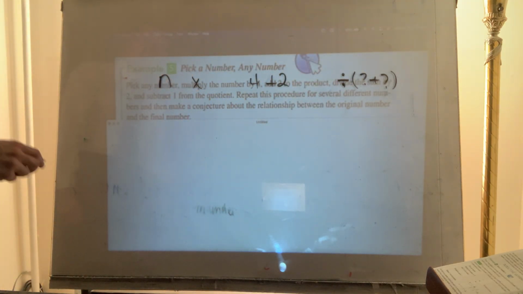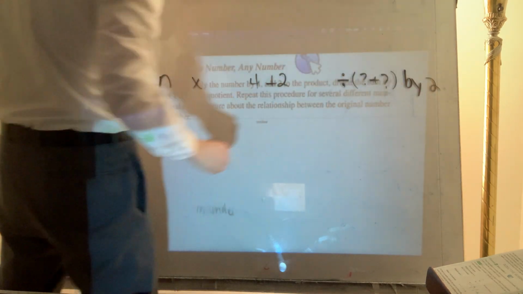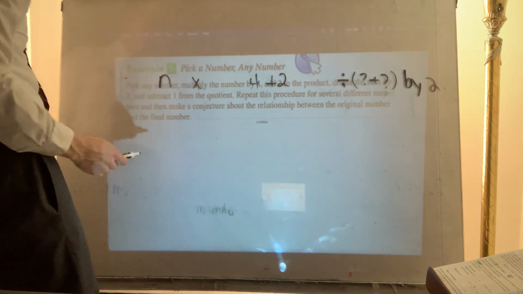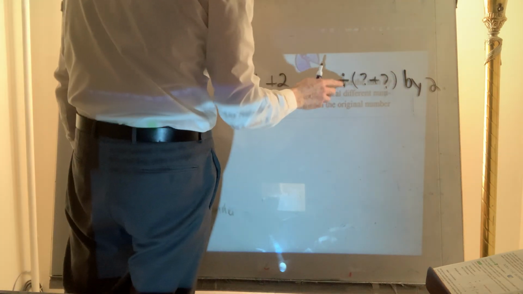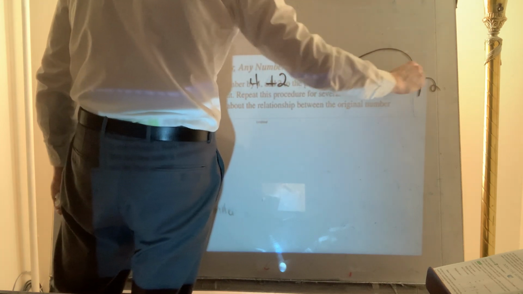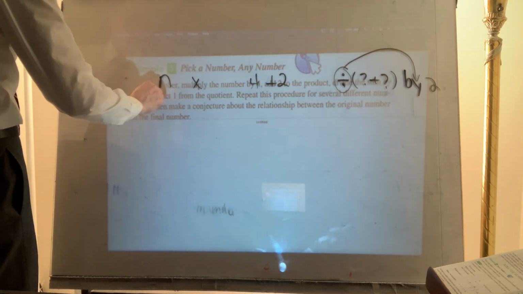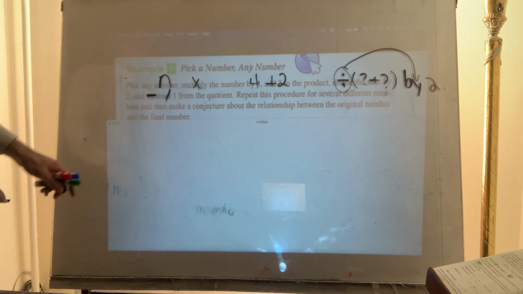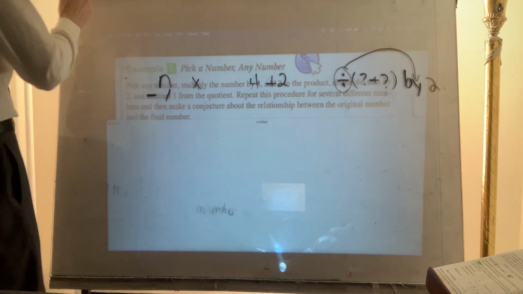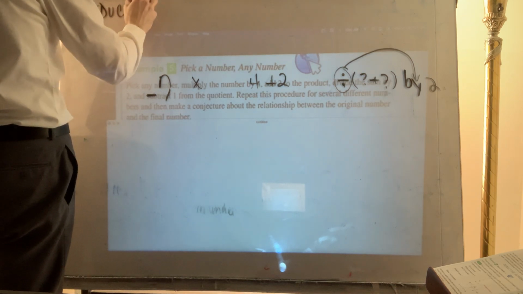Divide the sum by 2. That's going to have to be finagled a little bit because the order is backwards the way I wrote it. Divide by 2 means essentially that this symbol is going to go in between the sum and the number 2, right? And subtract 1, that's minus 1, from the quotient.